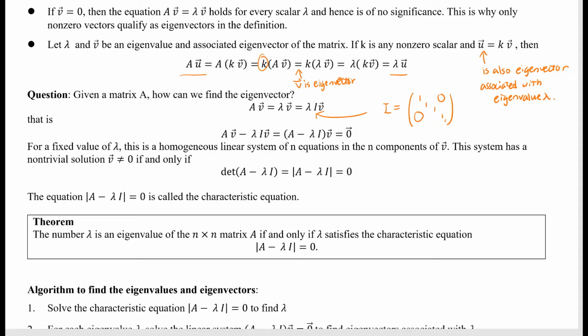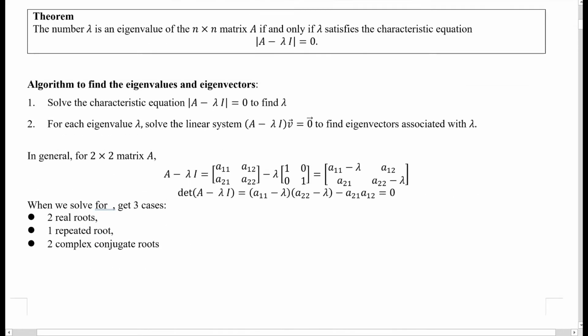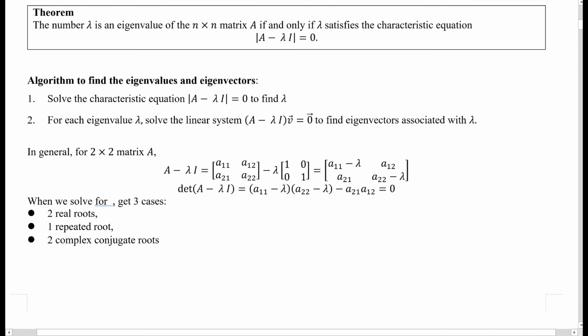So the determinant equal to 0, this equation is called the characteristic equation. And with the theorem, the number lambda is an eigenvalue of the n by n matrix A if and only if lambda satisfies the characteristic equation, so the determinant of A minus lambda I equals 0. This is a kind of review. We talked about this before in linear algebra.